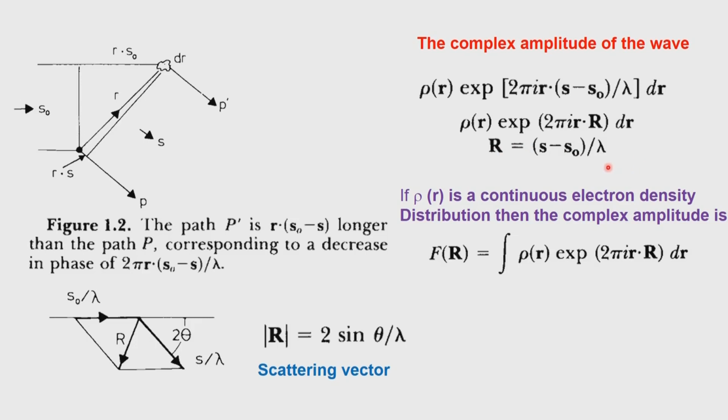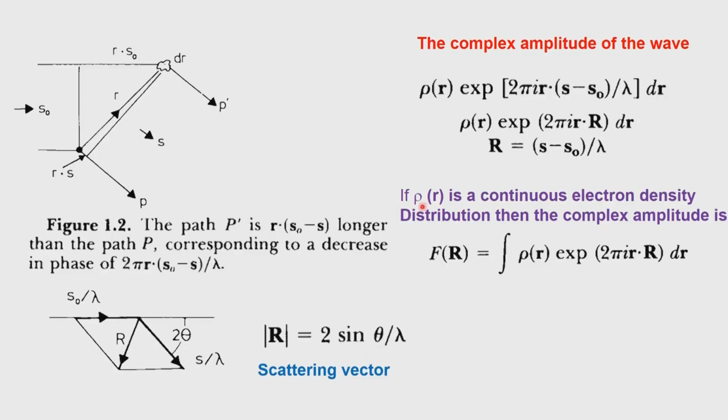And now we have to consider the entire crystal. If we consider the entire crystal, there is electron density distribution depending upon how many atoms are there inside the crystal. So what we do is we assume that the electron density is continuous in the entire crystal. We assume that even if it becomes negative or zero, it is going to be a continuous function. Since rho of r is a continuous function, we can take rho of r as the continuous electron density distribution.